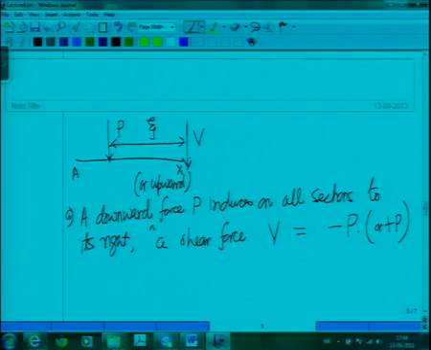So therefore, the parts in parenthesis go together, and the parts without parenthesis go together. That is how this has to be read. A downward force induces on all sections V equal to minus P, and an upward force induces on all sections V equal to plus P. So either you read it without parenthesis or with parenthesis. Okay, so this is one thing.